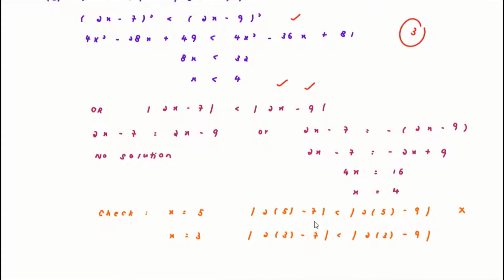So modulus, then you get 1. So 2 times 3, 6, 6 minus 9, negative 3. So modulus, you get 3. So 3 is greater than 1. So that's why this is correct. So that's why your last answer here will be x should be lesser than 4, which you get exactly the same thing. Okay.